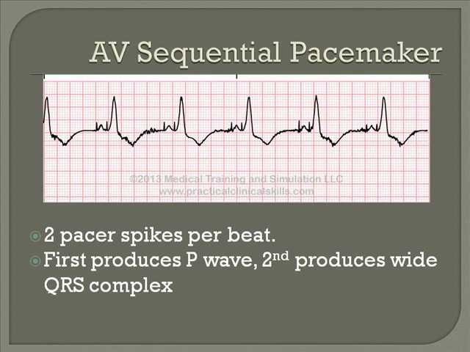Sometimes they have multiple leads implanted in the heart, and this can create atrial as well as ventricular contractions. The biggest characteristic of this is that we have 2 pacer spikes per beat. The first pacer spike, as you'll notice, creates a P wave, and the second pacer spike creates a wide QRS. So again, we're having the atrial and the ventricular contraction, so this is helping produce more cardiac output than the normal ventricular pacemaker would.